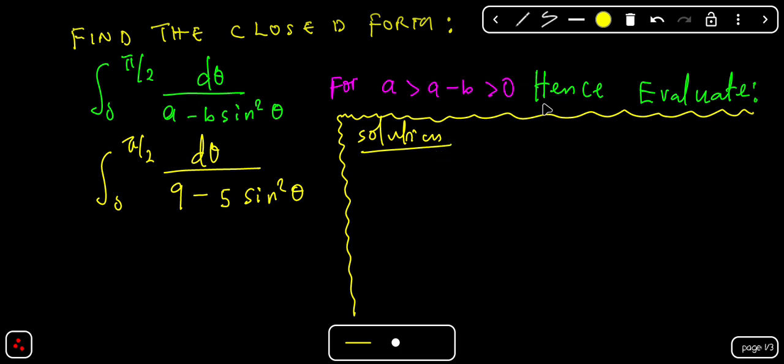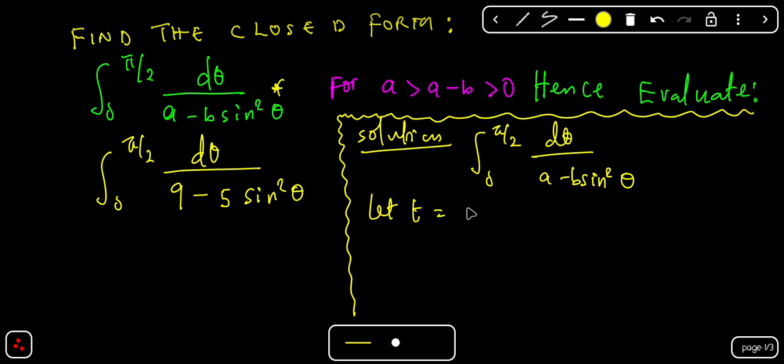Okay, solution. So, solving this integral, that is finding a closed form for that integral. So, we have the integral from 0 to pi over 2, d theta over a minus b sine square theta. So this is what we are going to do. We are going to make a substitution. Okay, so let t be equal to tan theta.